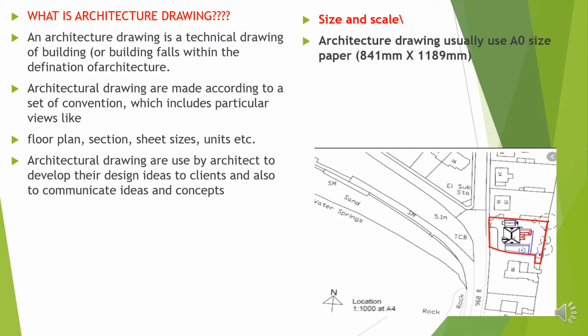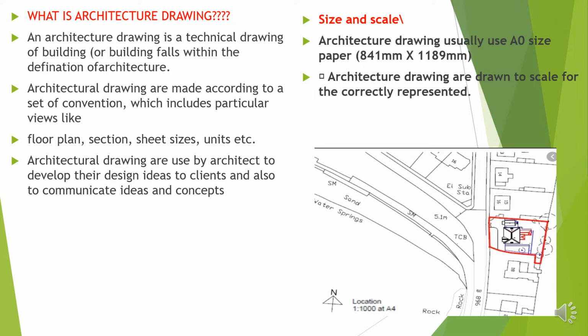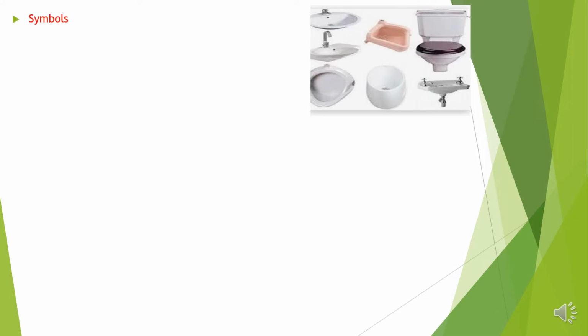Size and scale. Architectural drawings are usually on sheet sizes from A4 to A0, which is 841 by 1189 millimeters. Architectural drawings are drawn to a scale to be correctly represented. Scale drawings enable dimensions to be understood by others. For example, if the person forgot to put a dimension on the drawing, you can measure the same by using the scale. Here I show you a sample of a scale drawing. Here you can see the scale is 1 to 1000. That means 1 centimeter is equal to 1000 centimeters.